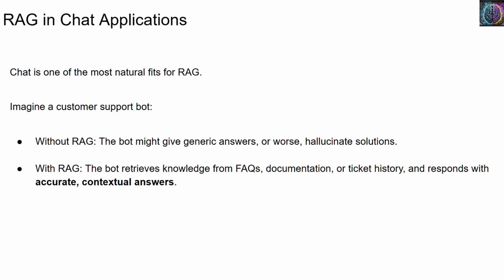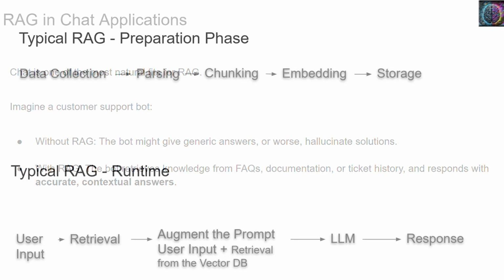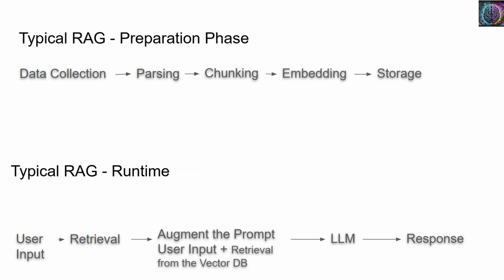In the case of chat, especially when a chat is specific to a context, it makes the most sense to use Retrieval Augmented Generation. Typically, there are two phases, the preparation phase and the runtime phase, as shown on this slide, and each consists of several steps within.